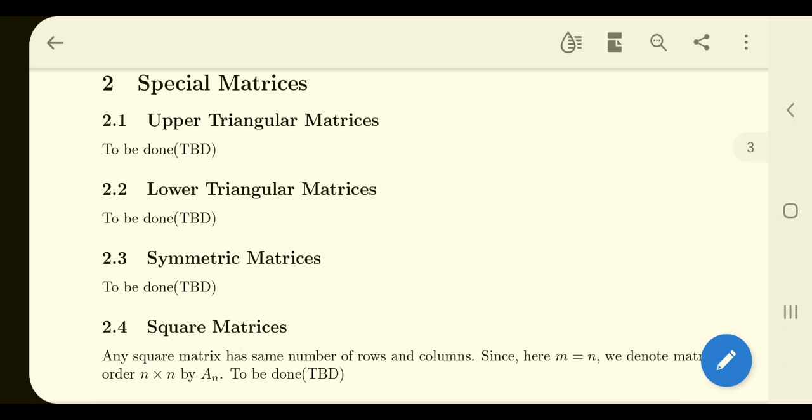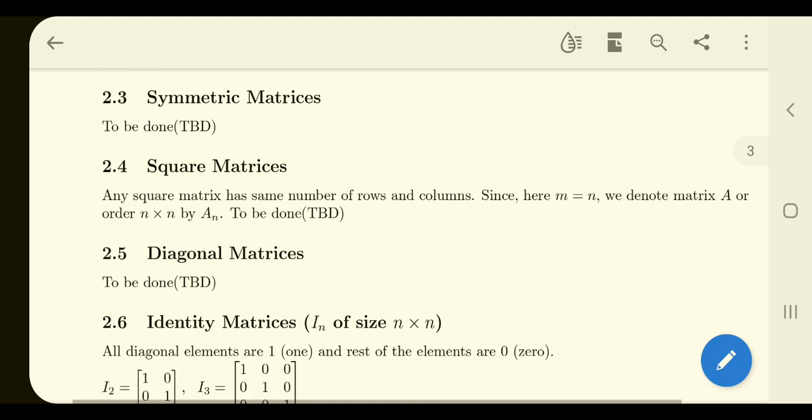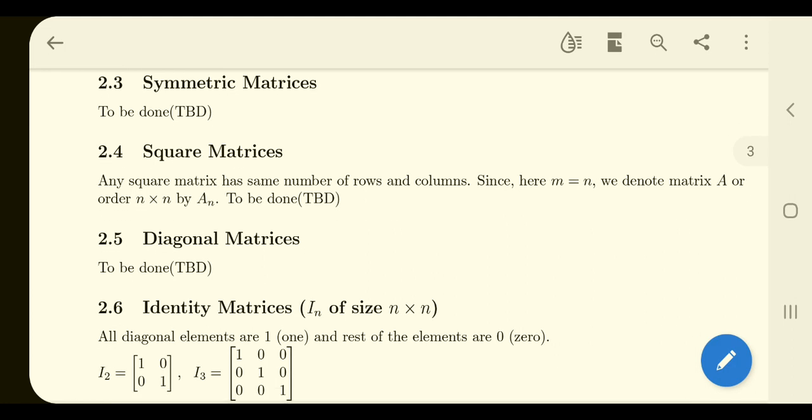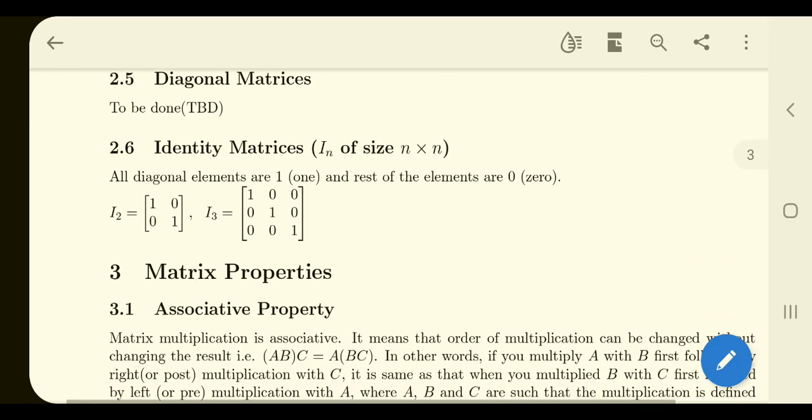Now we have certain special matrices called upper triangular matrix, lower triangular matrix, symmetric matrices, square matrices. You can again look them up on the internet, which will be easier to check out.